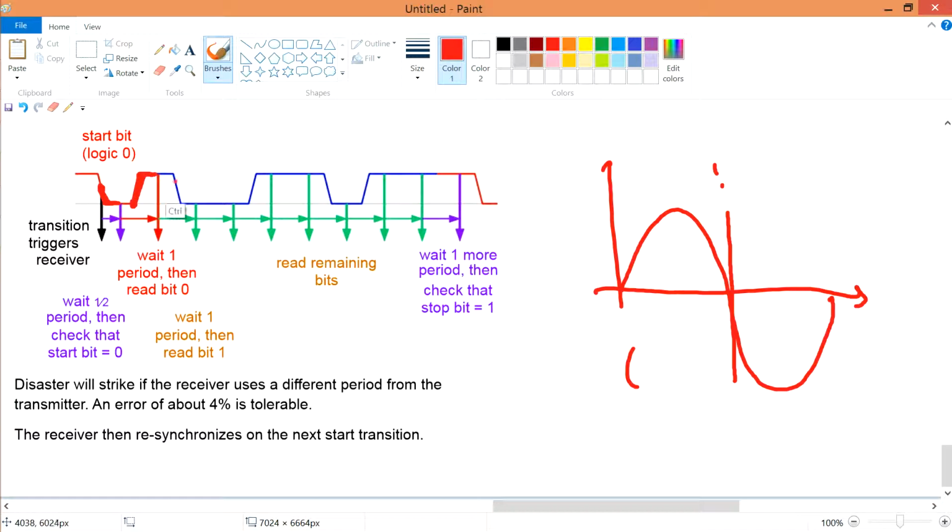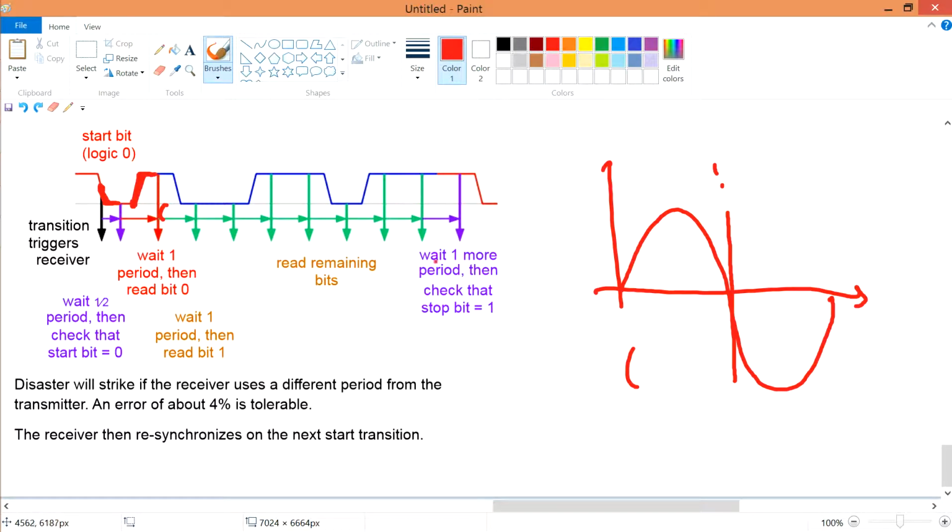After which you can continue to send in the bits. So wait 1 period and then read bit 1. For each period you read 1 bit. This is 1 period, 1 period, 1 period, 1 period. So 1 period represents 1 bit. So you're going to read the remaining bits.